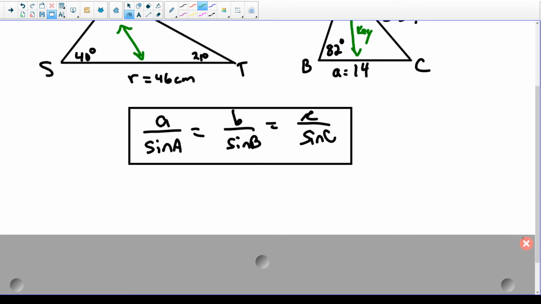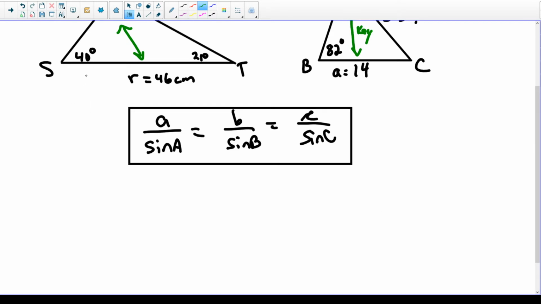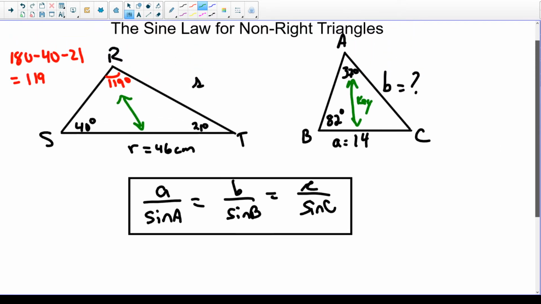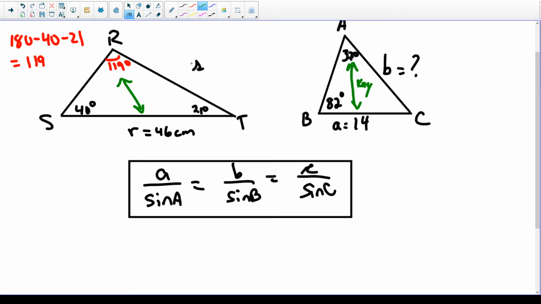So let's actually solve this first triangle up here. No, sorry, not solve, but find the letter S. Okay?